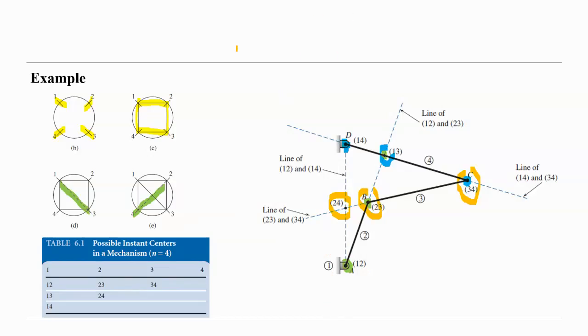Using this methodology based on Kennedy theorem, we can easily find the quantity of the instance centers, and also using this way of drawing the circle and the triangle, we can find out which of them are collinear on the same line.